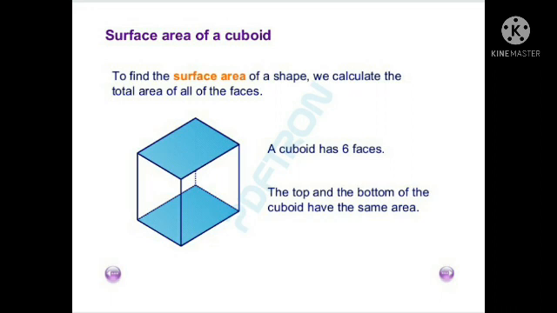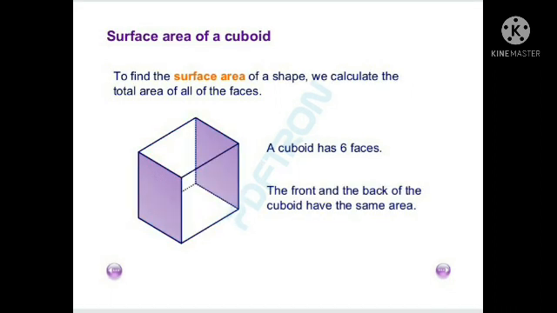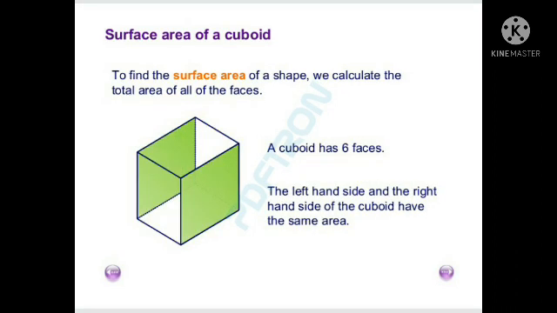Similarly, these two rectangles which are colored in purple will also have the same area. The front and the back rectangles will also have the same area. Now there is another pair of rectangles remaining, the rectangles painted in green. Similarly, these two rectangles will also have the same area. The rectangle in the front will have the same area as the rectangle in the back.